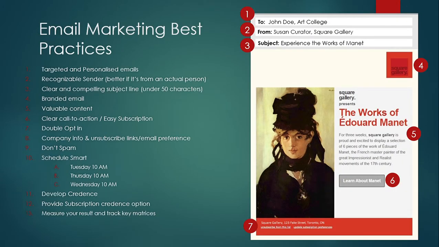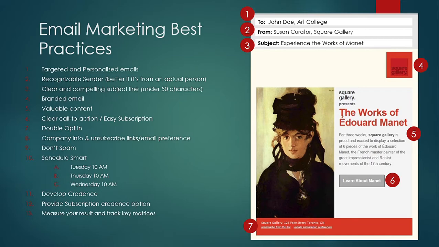On the right, you can see an email which is coming from John Doe from a certain Susan Curator, and it has a specific subject line which says "Experience the work of Manet." Now this is about one famous painter. The email has been sent from Square Gallery to the recipients to let them know about a particular painter. The intention behind this email, we can clearly see, is that they wanted the recipient to be more interested to know more about Manet, so that they get more engaged, and finally they would be led to buy a painting from their gallery.